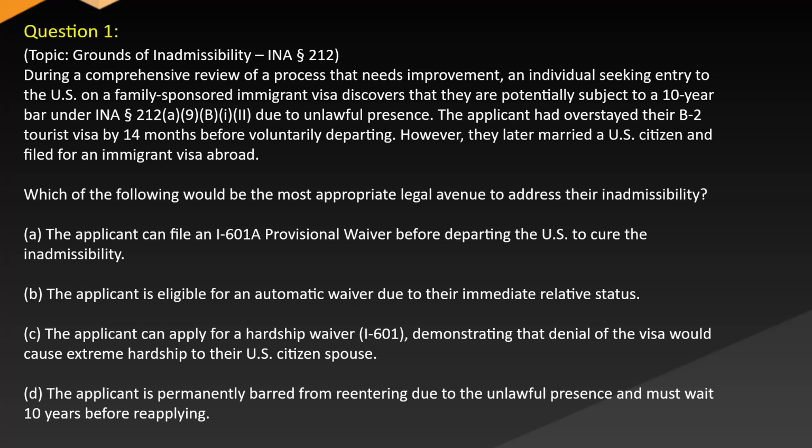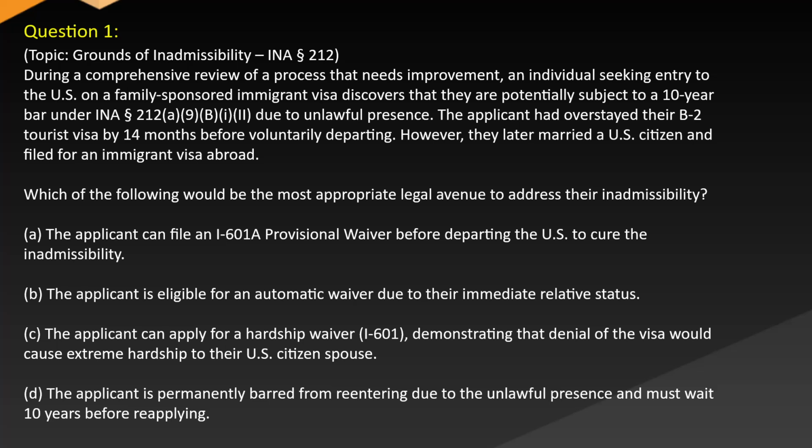Question 1, topic: grounds of inadmissibility. In INA § 212, during a comprehensive review of a process that needs improvement, an individual seeking entry to the US on a family-sponsored immigrant visa discovers that they are potentially subject to a 10-year bar under INA § 212(a)(9)(B)(i)(II) for unlawful presence. The applicant had overstayed their B2 tourist visa by 14 months before voluntarily departing.